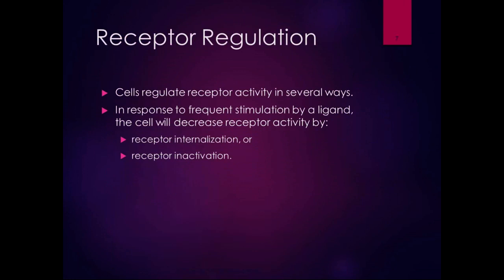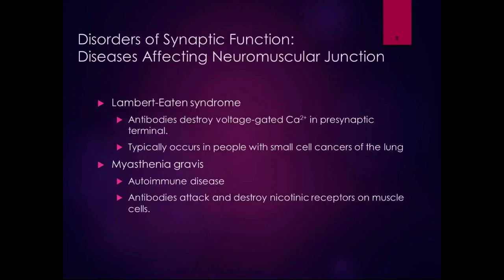Cells regulate receptor activity in several ways. In response to frequent stimulation by a ligand, the cell will decrease receptor activity by receptor internalization or receptor inactivation. If we're constantly getting this influx of neurotransmitters, the only way we can change the activity is if we get rid of the things for the neurotransmitter to bind to, if that makes sense.